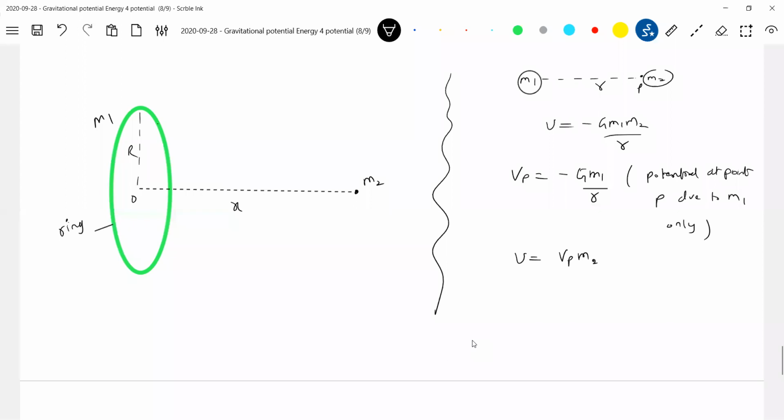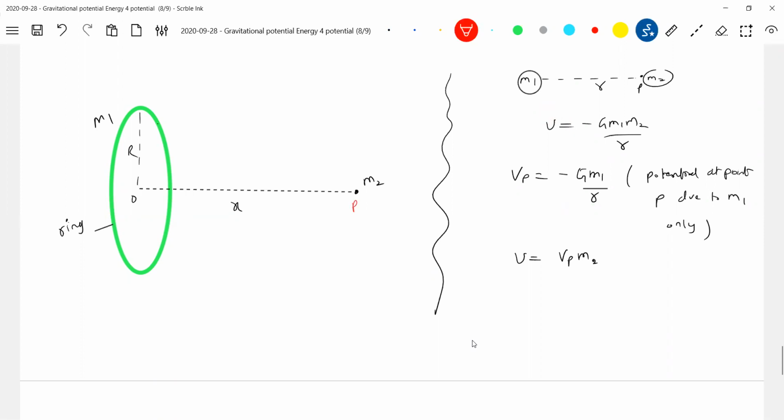Getting some idea now? So what is the interaction potential between two point masses? We already know the formula. I'll extend this idea now for this one here. I want the interaction potential between the ring and the particle, where the particle is kept at point P.